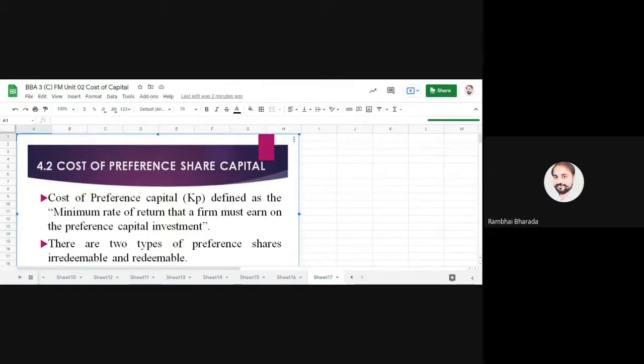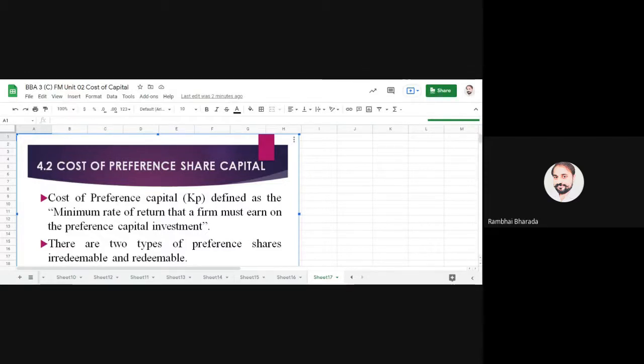Are we clear? Generally, we have 8 types of preference shares, but when it comes to the calculation of cost of preference capital, please be here. It is divided into only 2 parts, that is irredeemable and redeemable. Let's understand the concept, and then after I will explain why these are divided into only two parts.